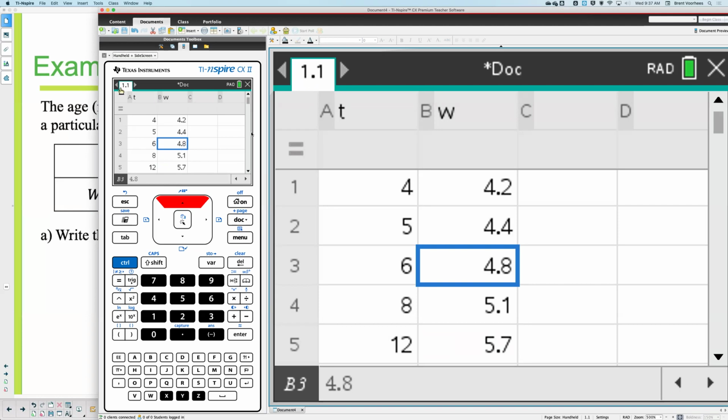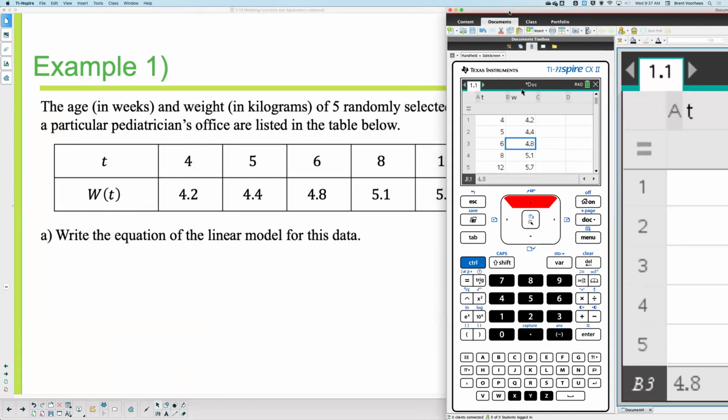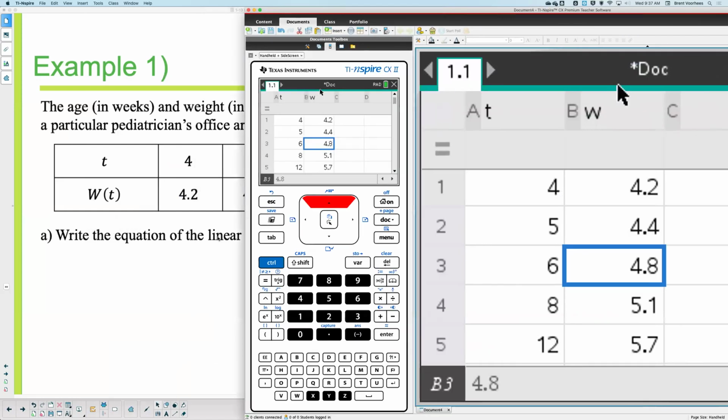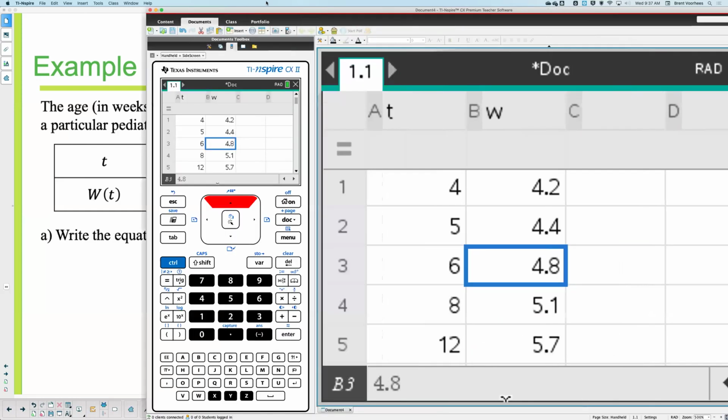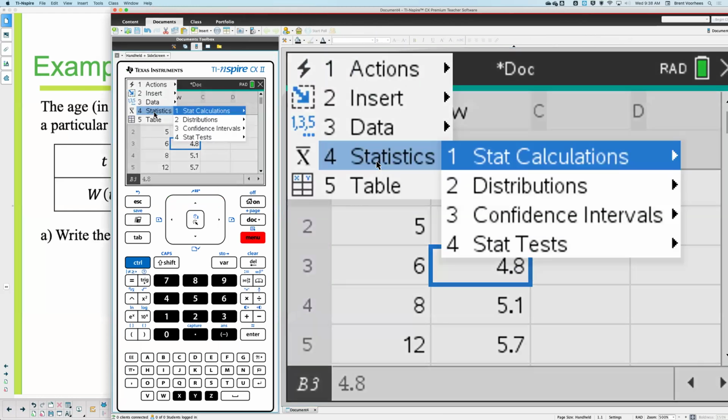All right, from here, they tell us to make what type of model? Linear. Since they say to use linear, here's how you do that. I want you to press the menu button, choose number 4, statistics.